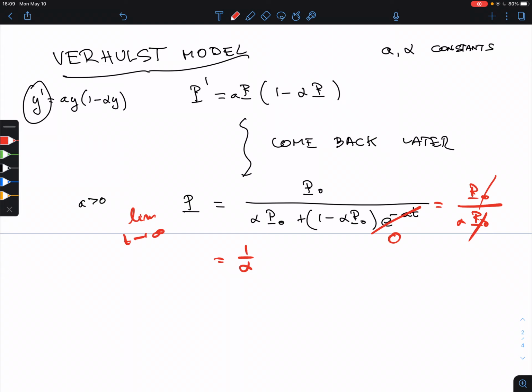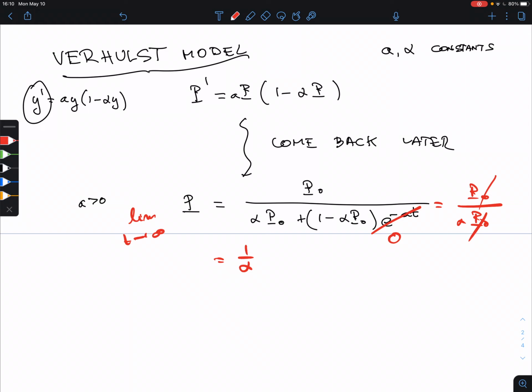Okay. All right. So this is one thing. The other thing, even stranger, is that it actually doesn't depend on how many people you started off with. This doesn't depend on P0. The original function depends on P0.